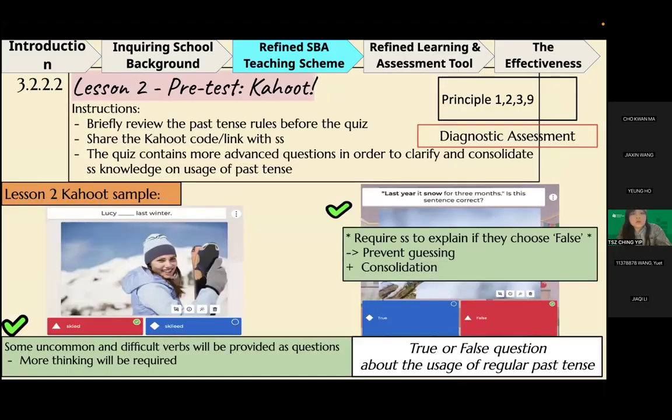For lesson 2, the Kahoot game is having the same procedure. And in the lesson 2 Kahoot sample, some uncommon and difficult verbs will be provided as questions, because more thinking will be required for students for an advanced assessment. It also has the same requirement that students need to explain if they choose the false in the true or false questions, to add more consolidation for them to learn more about the usage of regular past tense.